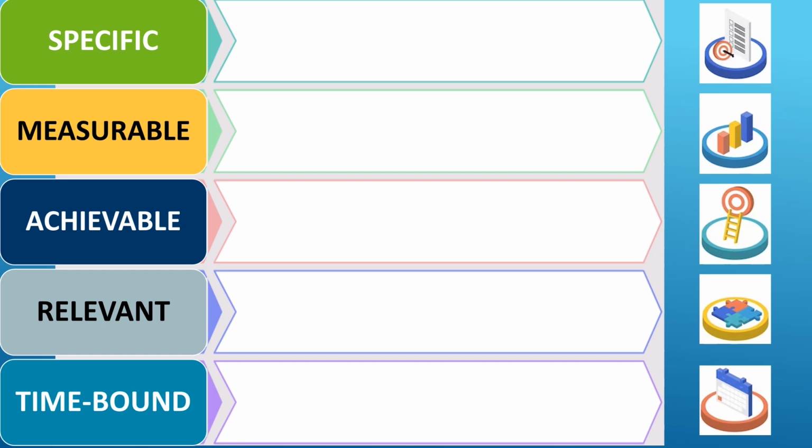Specific. Clearly define what you want to achieve. The objective should be specific, concise, focused, and well defined. It should answer the questions what, who, where, why, and which.